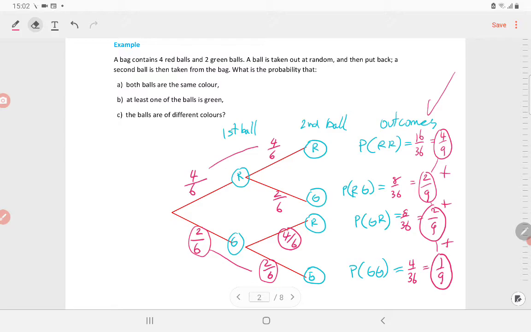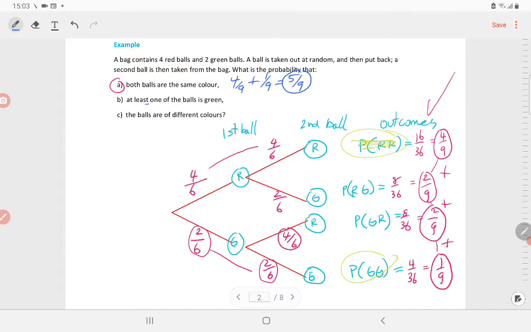Okay, if we look at the questions then, what about question A? Both balls are the same colour. If you look in your picture, which ones are the same colour? That means red, red, or green, green. So red, red, green, green, and then we must add. So red, red is 4 on 9, plus green, green, which is 1 on 9, which is 5 on 9. So the chance that the balls are the same colour is either red, red or green, green, and that probability is 5 on 9.